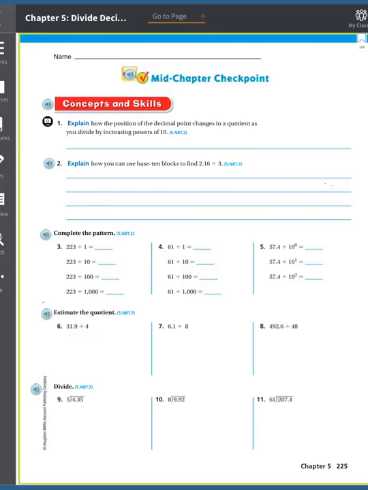Okay, so explain how the position of the decimal point changes in a quotient as you divide by increasing powers of 10. So again, that is when our number is getting larger. What happens to the decimal point? What direction does it move? I'm going to give you a sentence frame, and I want you to fill that in. The decimal point moves to the left or to the right for each increasing power of 10.